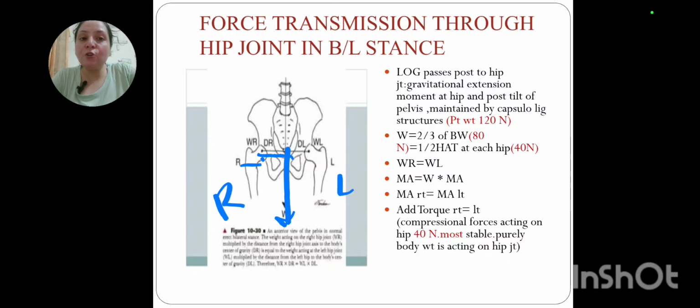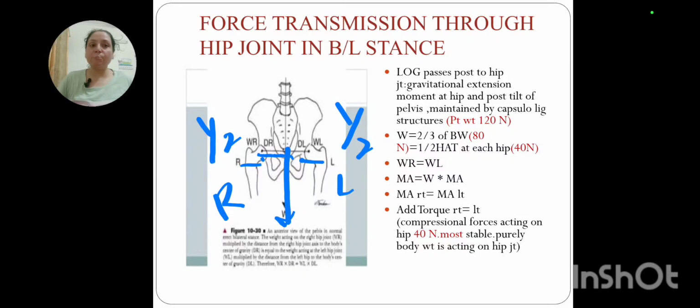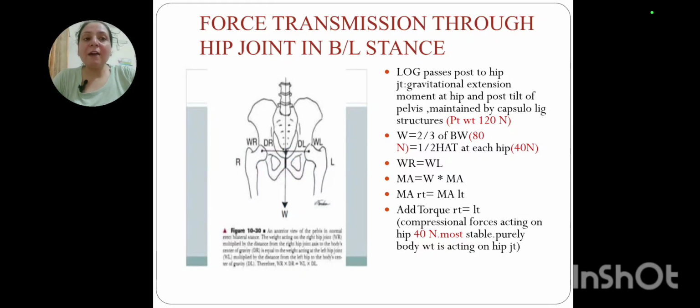Fine. In bilateral stance, you see that the weight is acting in the center. The distance on the right side and the distance on the left side is the same. There is no change in the distance. So the body weight is equally distributed, half and half, on both sides. Since the moment arm is the same, the body weight is equally distributed between the two halves. Fine. So let's go through this again. The line of gravity passes posterior to the hip joint and brings about a gravitational extension movement at the hip and causes posterior pelvic tilt, which is maintained by the capsuloligamentous structures.